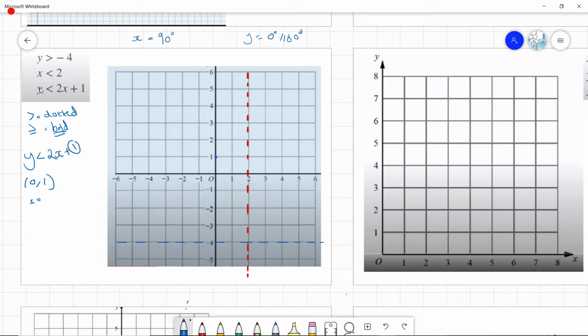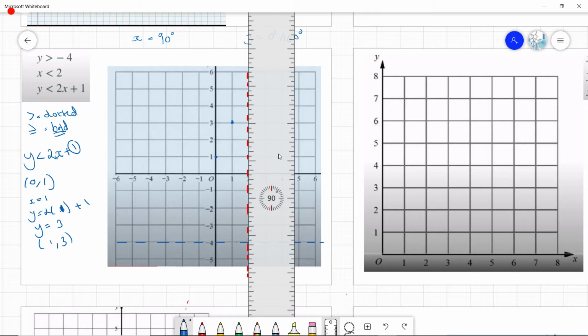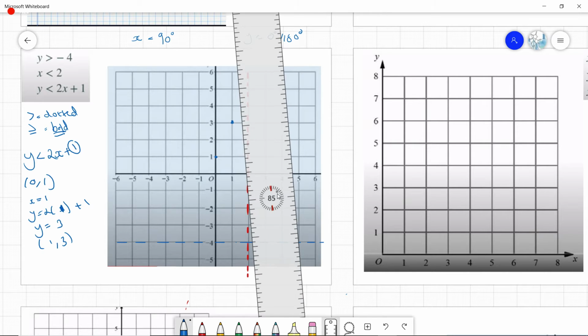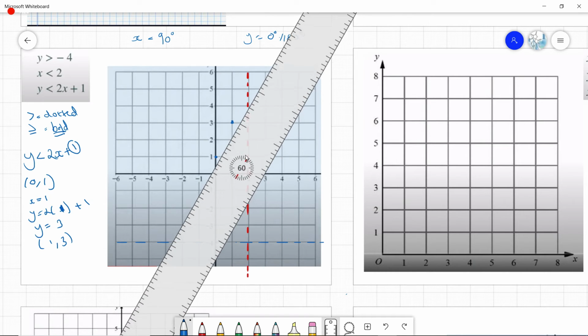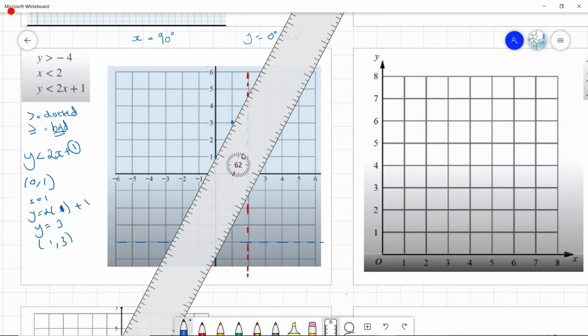Then I choose any value, so let's say x equals 1. So y equals 2 times 1 plus 1, and therefore y equals 3. So the coordinate I'm going to plot is (1, 3), and (1, 3) is here. I only need 2 points because it's going to be a straight line. For a straight line, 2 points is enough.